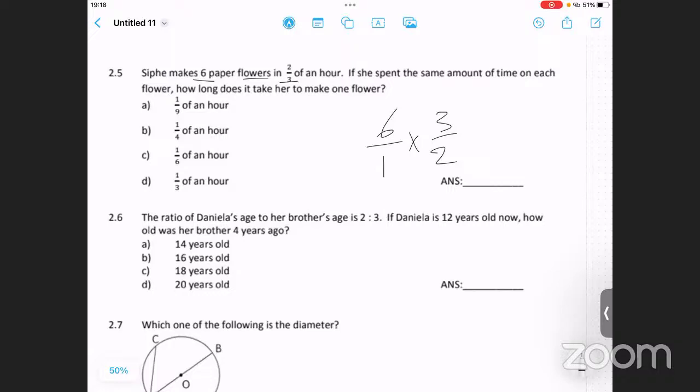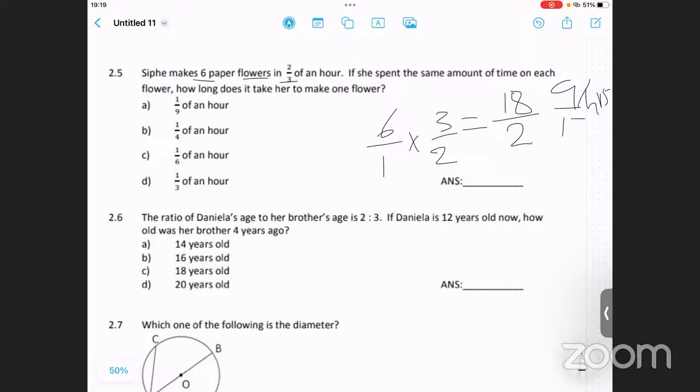If she spent the same amount of time on each flower, how long does it take? Oh, okay. Now let's see. And what did you get here for this one? So what is 6 times 3? Is it 18? 18 over 2, which is 9, right? That means it's 9 hours.